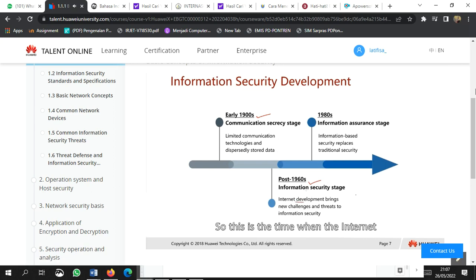security stage. So this is a time where the internet development brings a new challenge and also threats to information security. So in the past, information was stored on paper, as hard copy. So now information is gradually stored in digital form.